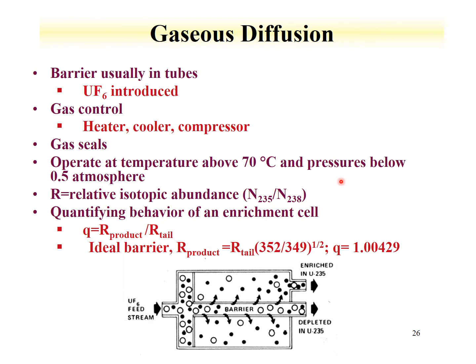An example of a gaseous diffusion system is shown here. The uranium hexafluoride would be introduced in this stream, travel along this tube, contact the barrier, where after contacting the barrier sufficient times, permeate through the barrier.